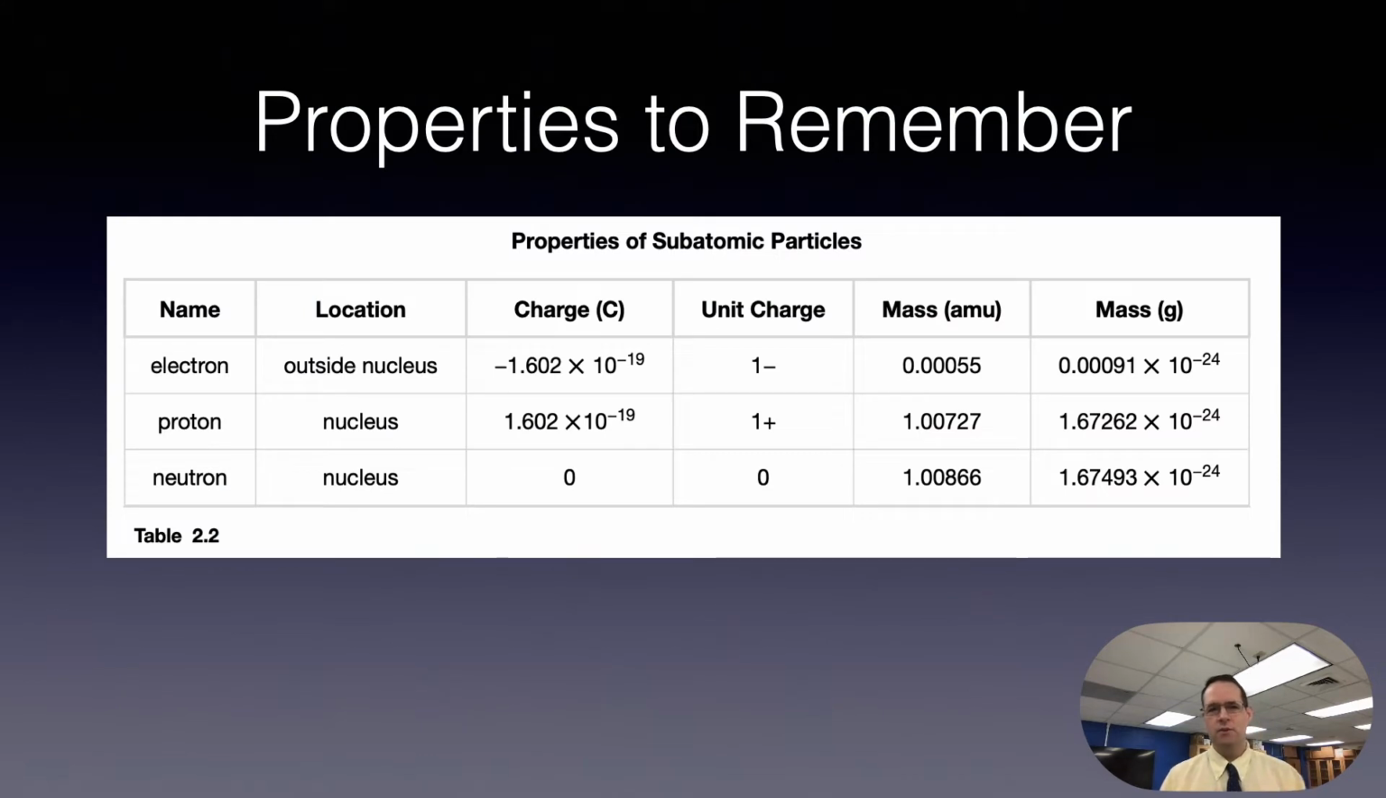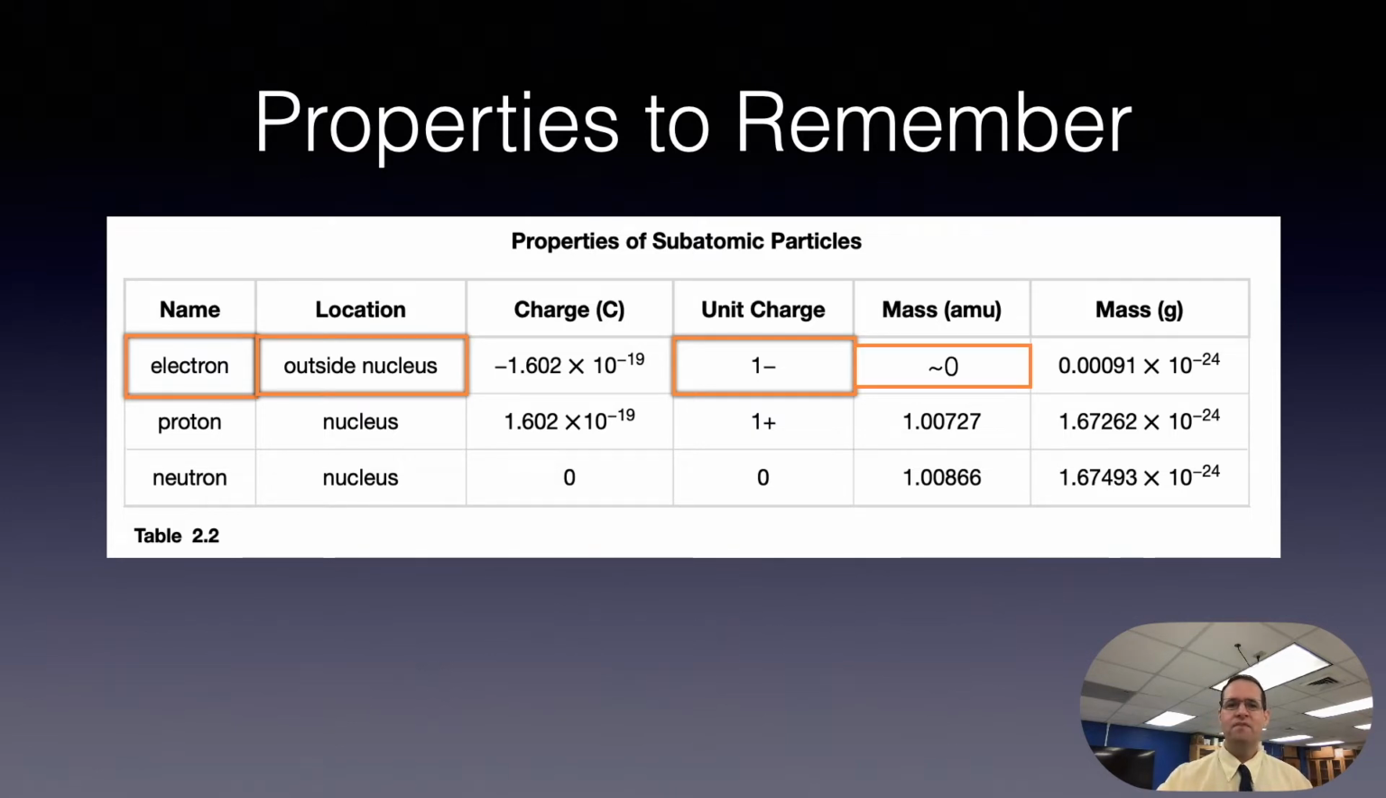Now let's review the properties to remember for our subatomic particles, the proton, the electron, and the neutron. I'll box up things you should memorize in this table, and you'll want to write these things down as we discuss them to reinforce your learning and help you with memorizing the concepts. First thing is the electron. Remember, that's located outside the nucleus. Its charge is -1, and its mass is approximately 0. So when we add things up, we're going to ignore the electrons in terms of mass.